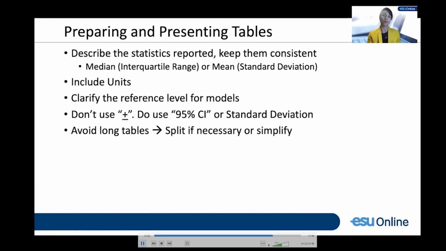I think there's a few other things that are important to do. One, you want to be very clear about what statistics you're reporting and make sure you keep them consistent within a table so that the reader understands, are you looking at comparisons between medians and interquartile ranges or means and standard deviations? Always include your units, and definitely when you're presenting multivariable models, ensure that you clarify the reference level so that your reader understands what those point estimates are in reference to. Small points, but try not to use the plus or minus. Use things like 95% confidence intervals or standard deviations, which are much cleaner and more appropriate, and avoid long tables.